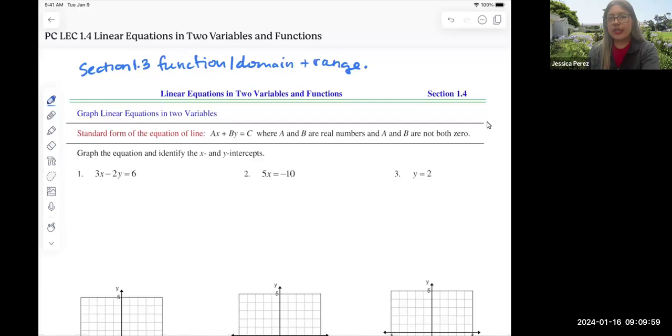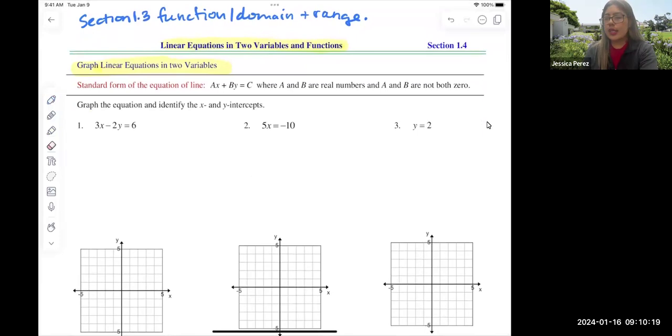So the continuation is specifying one type of function, and most importantly linear equations in two variables and functions. So what we're going to be doing is looking at different functions, and we'll start with the first set, which is linear equations in two variables. The standard form of an equation of a line is represented by this formula here, ax plus by equals c, where a, b, and c are constants.